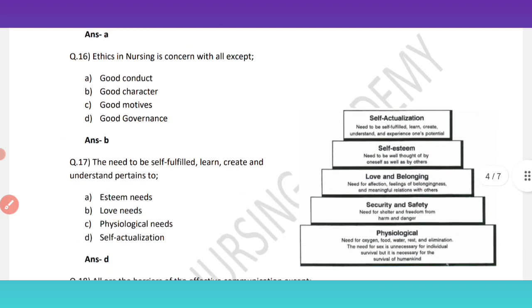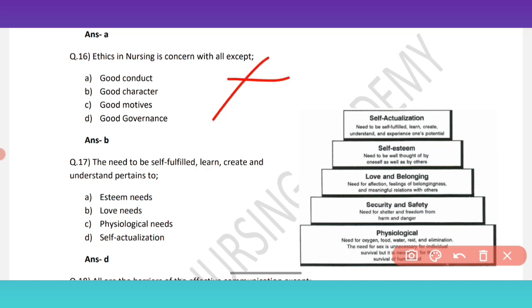The next one. Ethics in nursing is concerned with all except. This is also a little bit confusing question. Why? Ethics in nursing is concerned with all except. This is the except question. Ethics means principles, rules and regulations. It is based upon good conduct. Good conduct means it is a character. Okay. Again they asked good character.